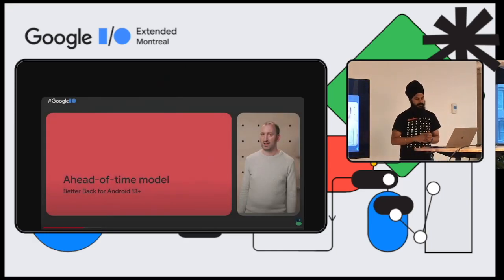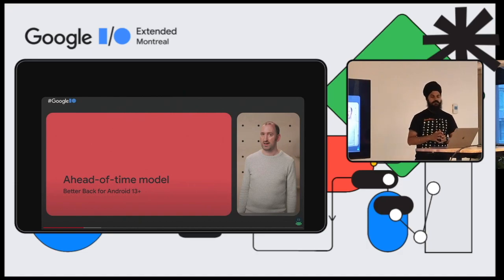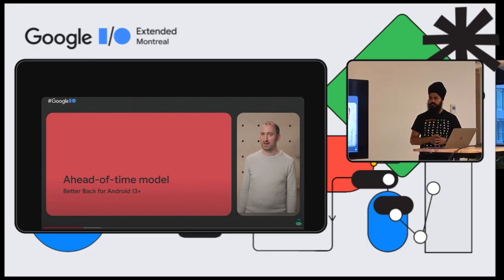At last Google I/O, this concept was called the ahead of time model. Basically, users can see ahead of time when they are performing the back action, so they can decide if they really want to perform it or if they want to cancel the back gesture as they are performing it in Android applications. This is a really detailed video, mostly for developers. If you want to support ahead of time or predictive back gestures in your application, you can see this video, and this is basically for Android 13.